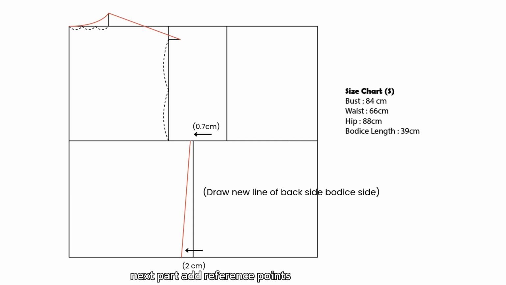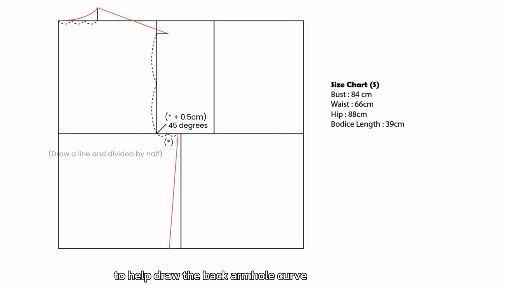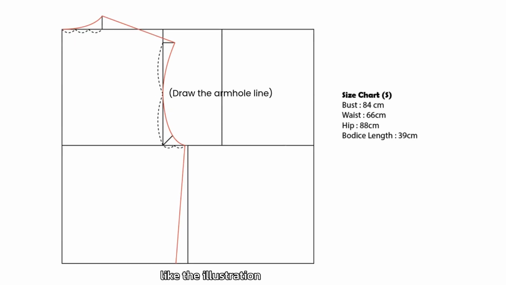Next part, add reference points to help draw the back armhole curve. Take half the distance between the shoulder tip and the new armhole point, then raise it 0.5 cm at a 45 degree angle. Mark this point for the armhole curve. Now you can sketch the full back armhole curve like the illustration. The back bodice part has been done and we will continue to the front part.